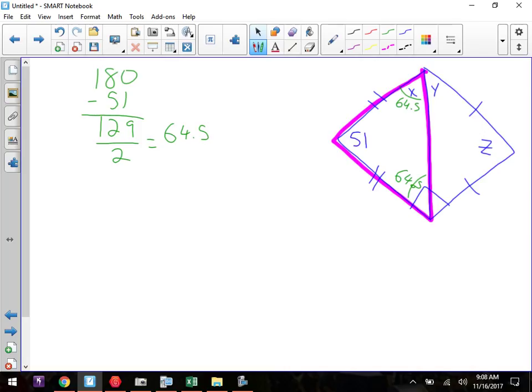Well, the base angle at the bottom there is 90 degrees, which means if you take the 90 degrees and subtract out the 64.5, what are you left with for its complement? You have 25.5, right? So going to the next triangle over, if that's 25.5, that means this has to be 25.5, which means that 25.5 plus 25.5 is 51, which gives you how much for Z.